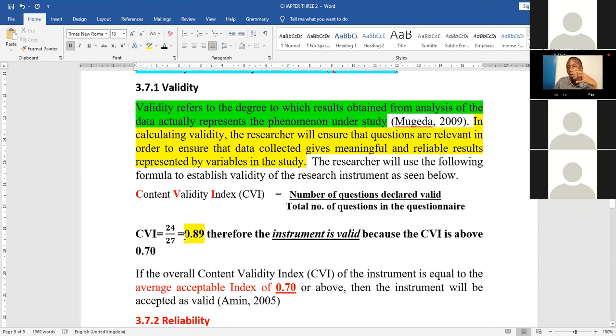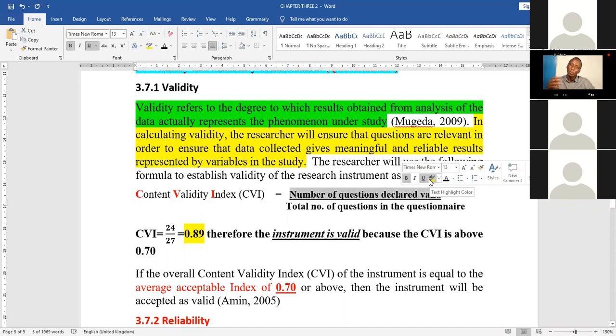Now, assuming that our questionnaire has 27 questions, because the one that we put down here is the total number of questions in the questionnaire, meaning that if you count all the questions in the questionnaire, you're going to get 27. Okay, and now how do you get the number of questions that are declared valid? So we do it like this. You're supposed to go to the field, give out a sample, let's say 10 questionnaires to the people. People are going to fill them in, and then they return them to you.